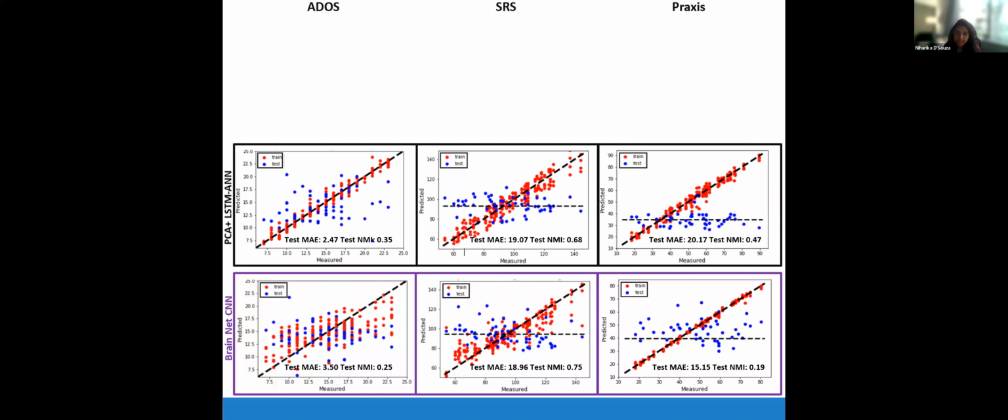Similarly for the PCA plus LSTM baseline. First, we see that the baselines do fit the training data faithfully and are able to generalize to the ADOS score prediction. In fact, the PCA baseline does really well on ADOS. However, this is at the expense of predicting the other two, because at test time, the models hover at around the mean and sometimes even do worse than mean prediction on the other scores.